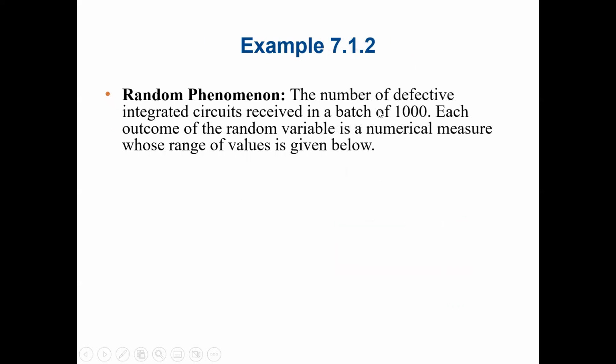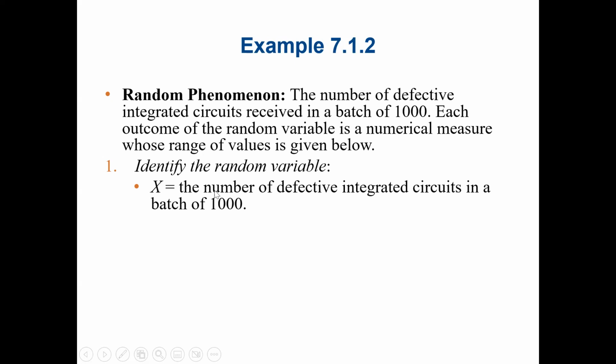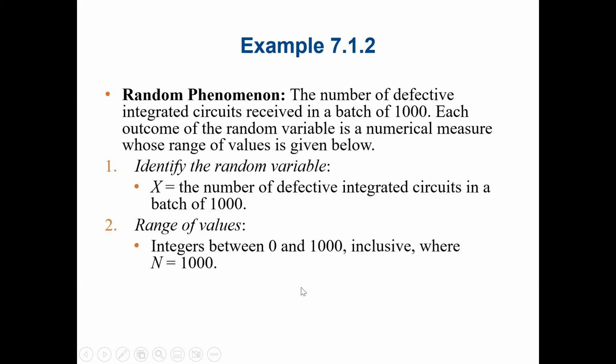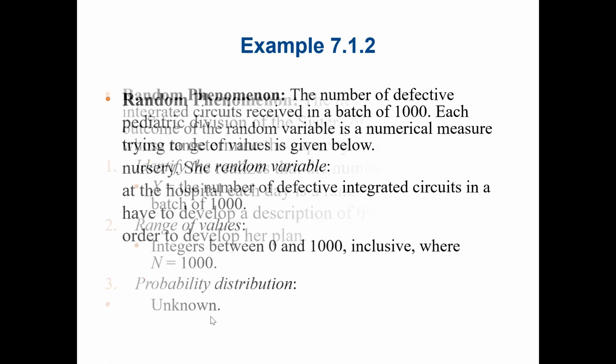Now we have another example: the number of defective integrated circuits received in a batch of 1,000. Each outcome of the random variable is a numerical measure whose range of values is given below. First, we should identify the random variable. Here it is the number of defective integrated circuits in a batch of 1,000. That is the phenomenon. Now, the range of values will be between 0 and 1,000 inclusive, which means 0 means there are no defectives, and the maximum is 1,000. Then what will be the probability distribution? This can be unknown because we don't have a fair chance.